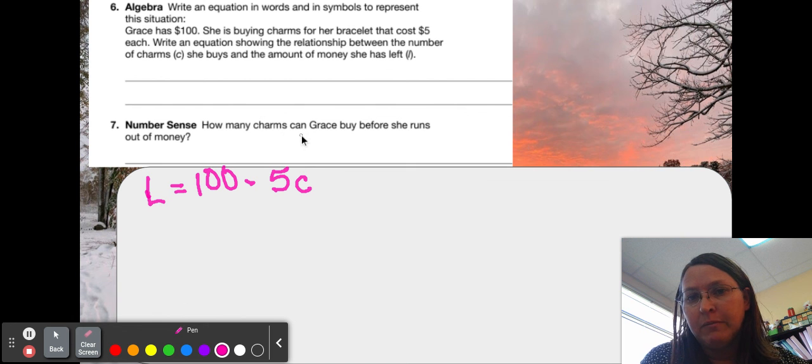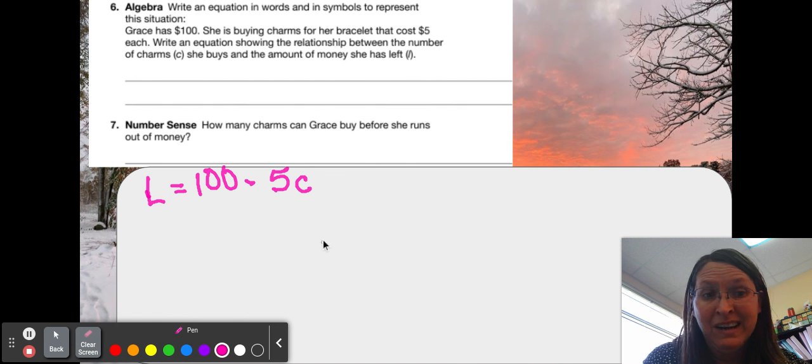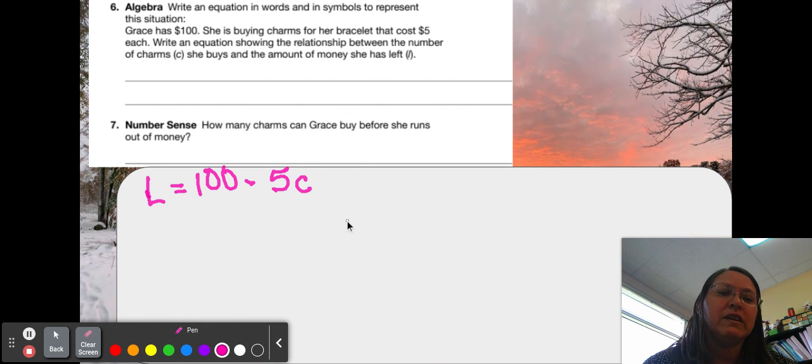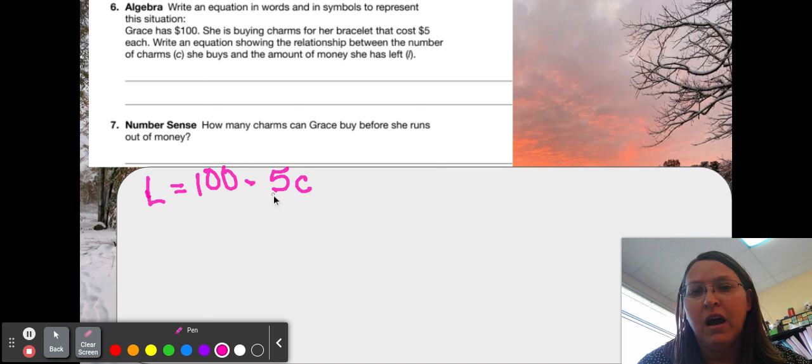So how many charms can Grace buy before she runs out of money? Well, this one's kind of easy if you do it mental math. I know that 5 times 20 equals 100, so she can buy up to 20 charms before she runs out of money.